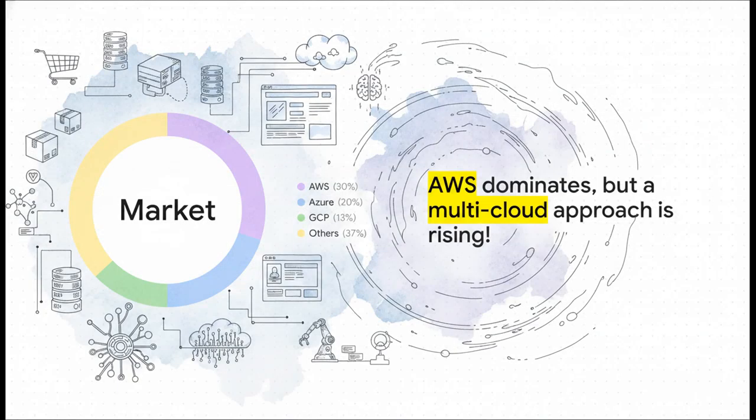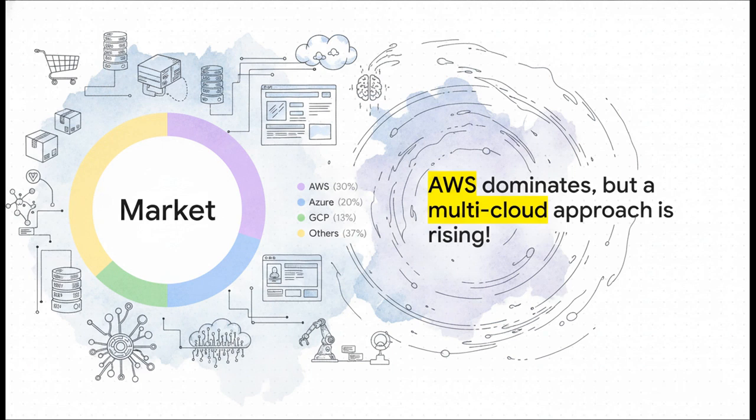So who's actually running the cloud? Looking at the data, three heavyweights completely dominate the public cloud market. Amazon Web Services, AWS, leads the pack with about 30% of the market. And because Amazon fundamentally understands e-commerce, AWS is just incredibly strong for e-commerce infrastructure. Then you have Microsoft Azure coming in at 20%, and Google Cloud Platform, GCP, holding about 13%.